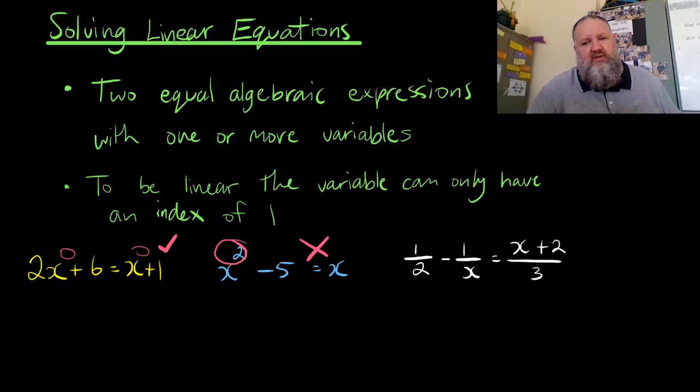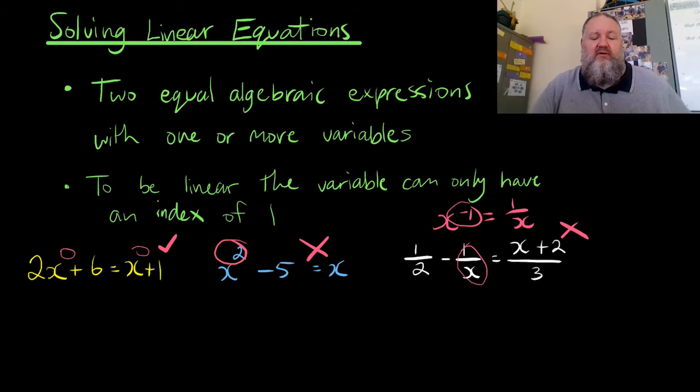This next one is a little trickier and a little harder to see. If we have 1 over 2 minus 1 over x is equal to x plus 2 over 3, is that a linear equation? I don't see any indexes on these, but this one's the problem here. We know that x to the minus 1 is equal to 1 over x, and that causes it to not be a linear equation. So you have to be very careful to make sure that what you're looking at actually is a linear equation.